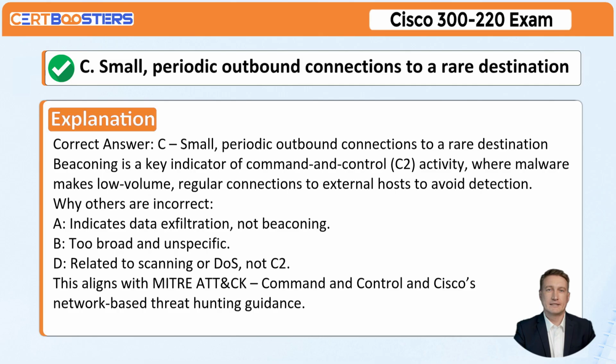A. Indicates data exfiltration, not beaconing. B. Too broad and unspecific. D. Related to scanning or DoS, not C2. This aligns with MITRE ATT&CK Command and Control, and Cisco's network-based threat hunting guidance.